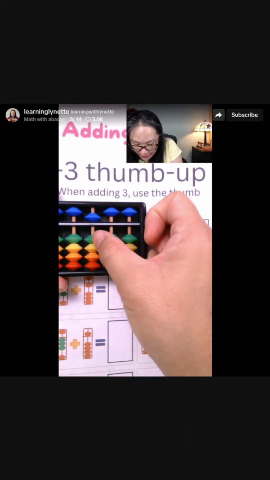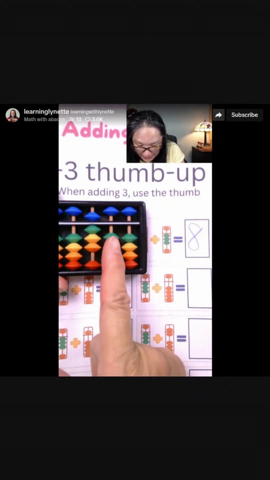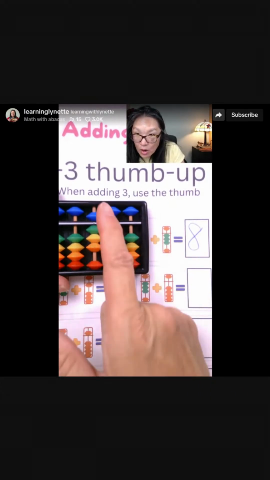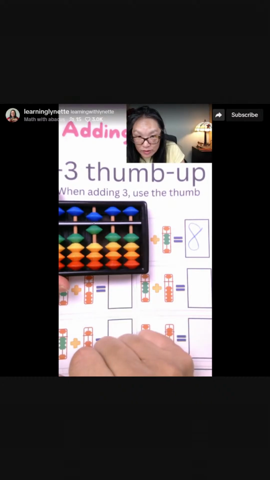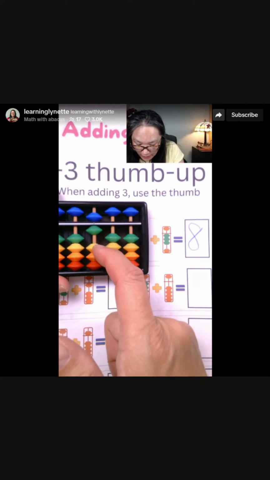So notice when I add the 3, I go to the horizontal bar. When I subtract, I go away from the horizontal bar. So here I have 8. I want to take away the 2. I'm going to take it away from the horizontal bar. If you know how to add, you will know how to subtract.